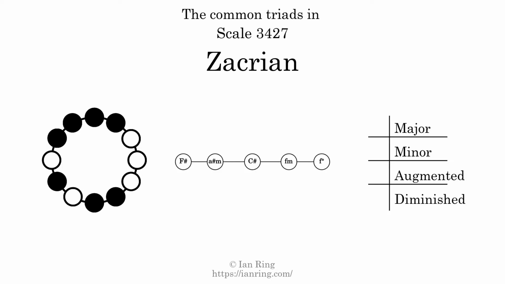Here are the common triads present in this scale. The diagram in the center is a graph of parsimonious voice leading between triads. There are 2 major triads. There are 2 minor triads. There are no augmented triads. There is 1 diminished triad. Here is a Hamiltonian path of parsimonious voice leading that uses all the triads.